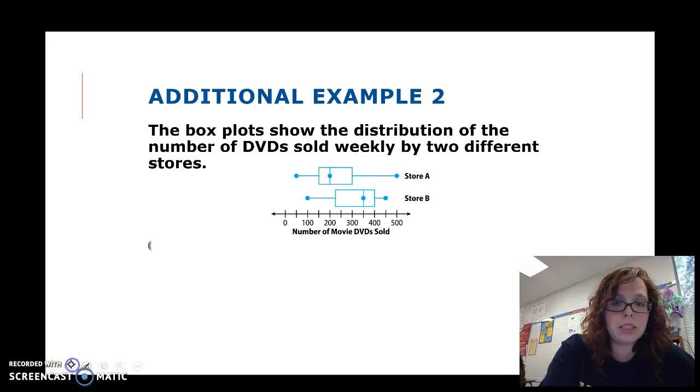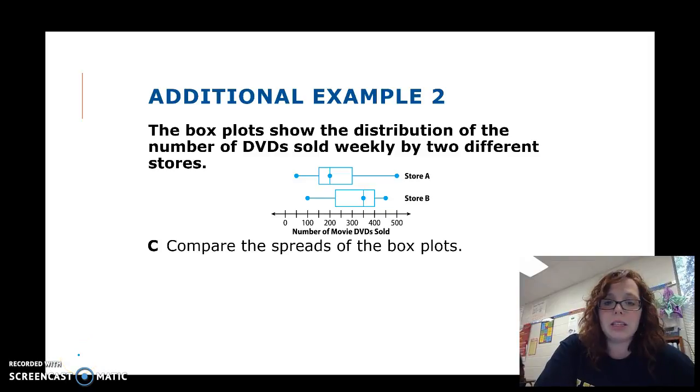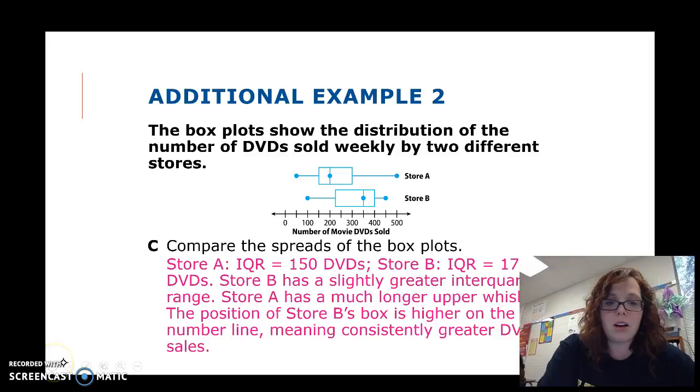All right, last piece of this example is the spread. So again, we're looking at the first dot furthest to the left and the dot furthest to the right. So enter your spreads now. Alright, so store A's interquartile range is 150 DVDs. Store B's interquartile range is 175. Store B has a slightly greater interquartile range, and store A has much longer upper whiskers. The position of store B's box is higher on the number line, meaning that they consistently have greater DVD sales.